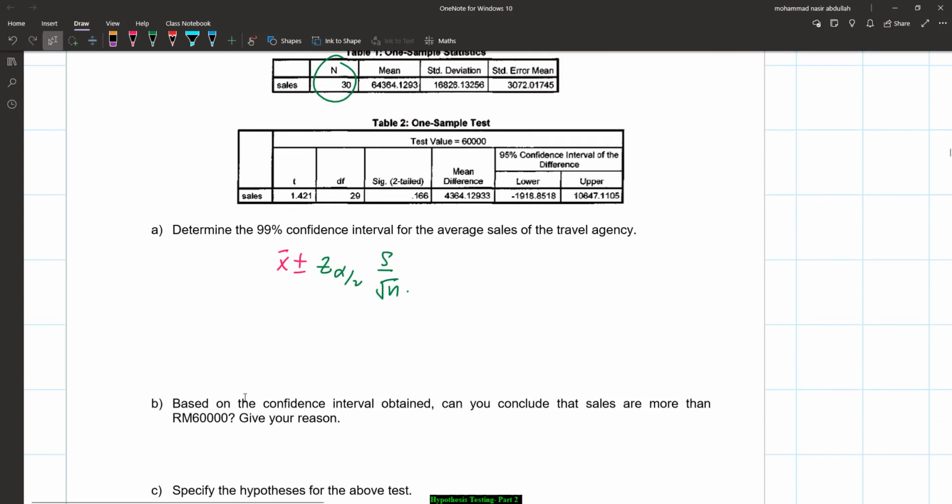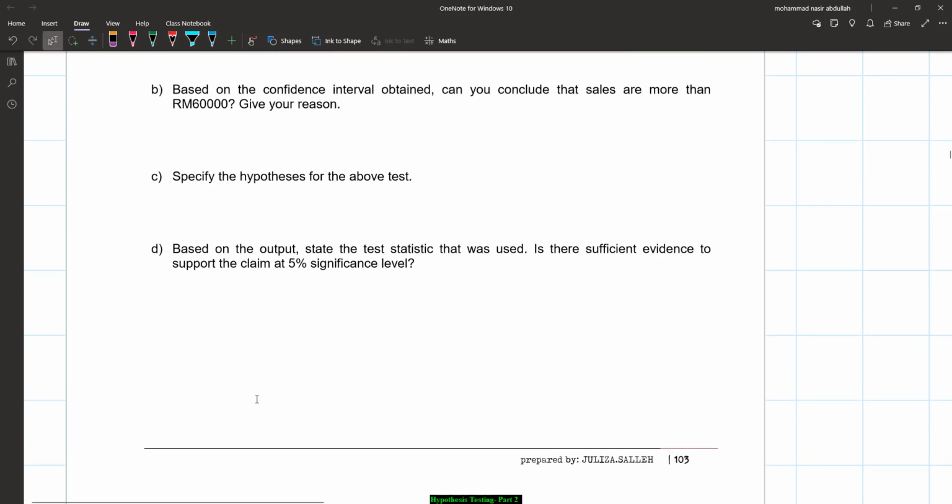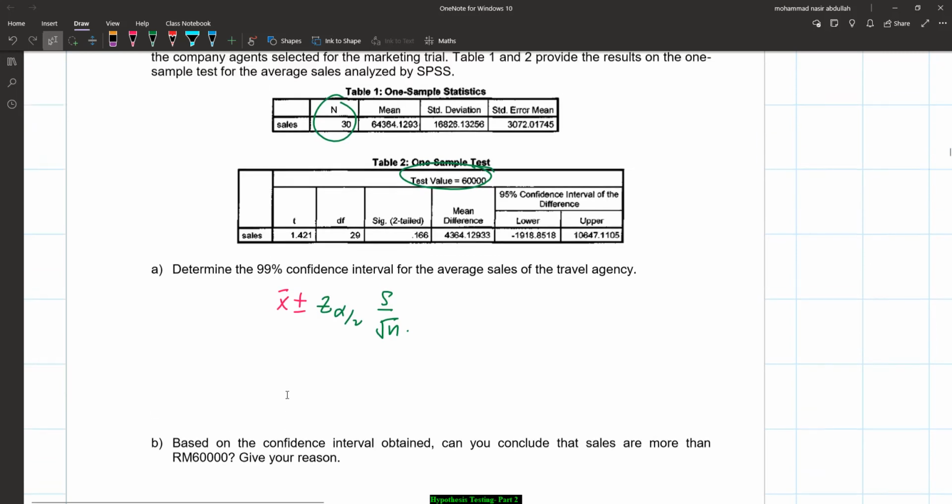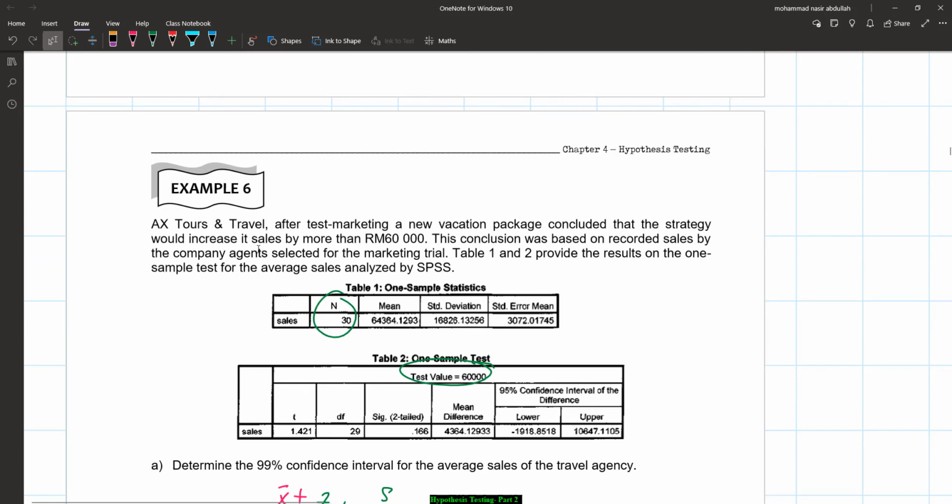So now, the test value is equal to 60,000. So specify the hypothesis testing. Null hypothesis, mu is equal to 60,000. Alternative hypothesis, mu is not equal to 60,000. Because this is the older version. In the older version, there is no option, there should be only a two-sided test. For a newer version, the question should specify whether it is one-sided or two-sided.